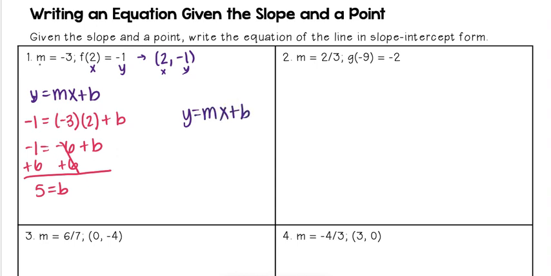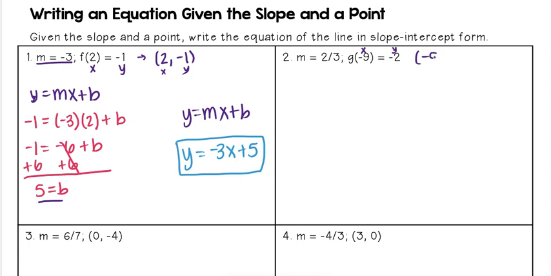And so I have my m, I have my b, and now I'm going to plug those in to get y equals -3x plus 5. Okay, let's try another one. So again, this one gives me my point in function notation. So again, whatever number's in the parentheses is my x, whatever it's equal to is my y. So it's the same thing as the point (-9, -2).